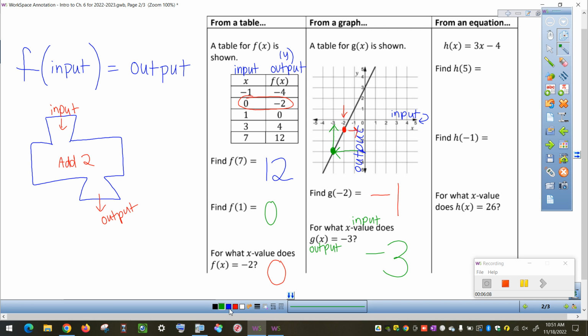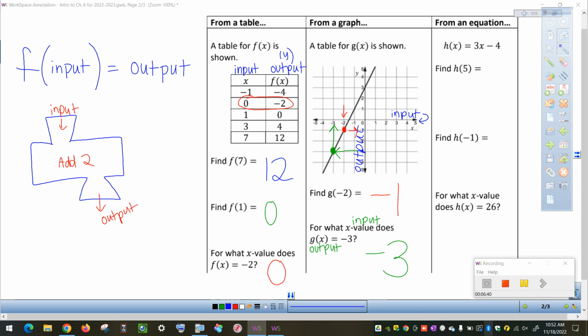All right, the final way that we can represent and work with functions is from an equation. So here we're just using h, which is another common letter. h of x is equal to 3x minus 4. This is the one that I think most closely connects with the function machine that we drew over here. So if x is the input, it gets multiplied by 3, and then we subtract 4. And whatever the result is, that's the number that comes out of the machine at the bottom.